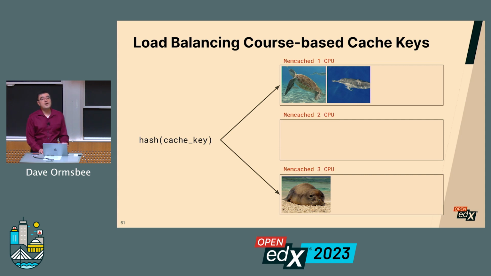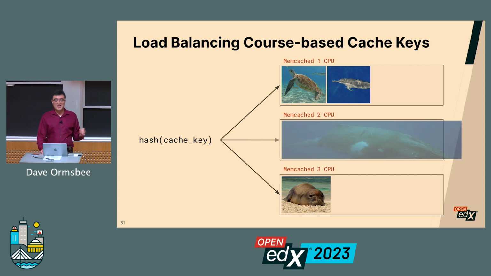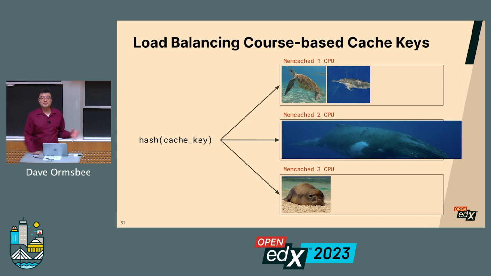But then you have one course that's this giant whale of a course. It's bigger than all your other courses, and it's like 75% of your traffic on your course. You can find yourself in a situation where 2/3 of your cluster is doing nothing, and 1/3 is taxed, and the only way you can fix it is to upgrade your entire cluster.